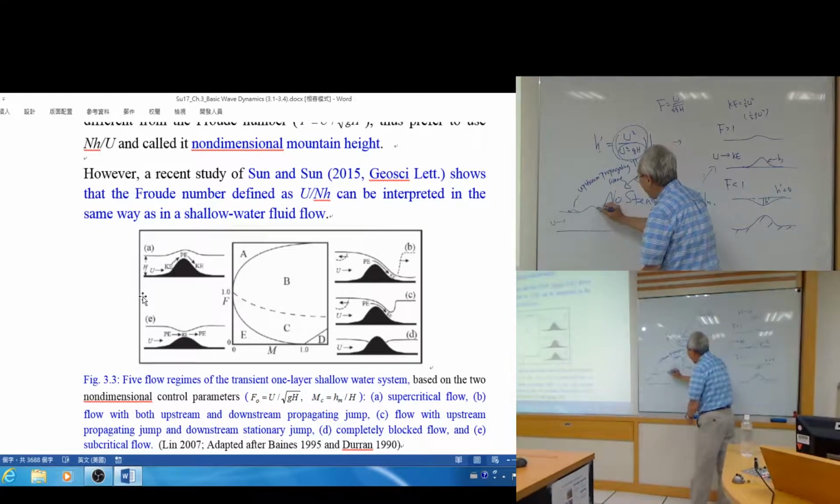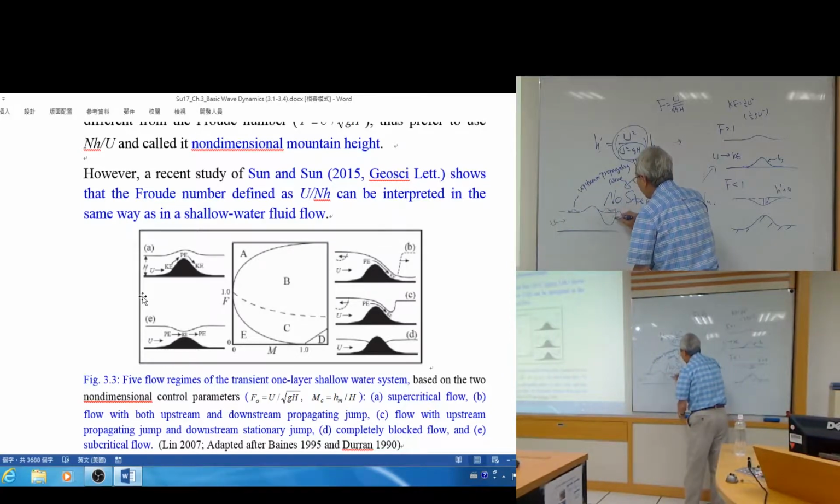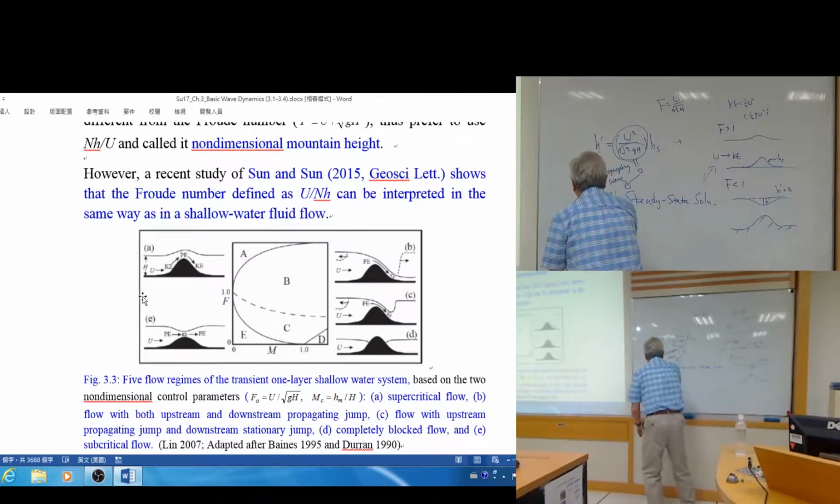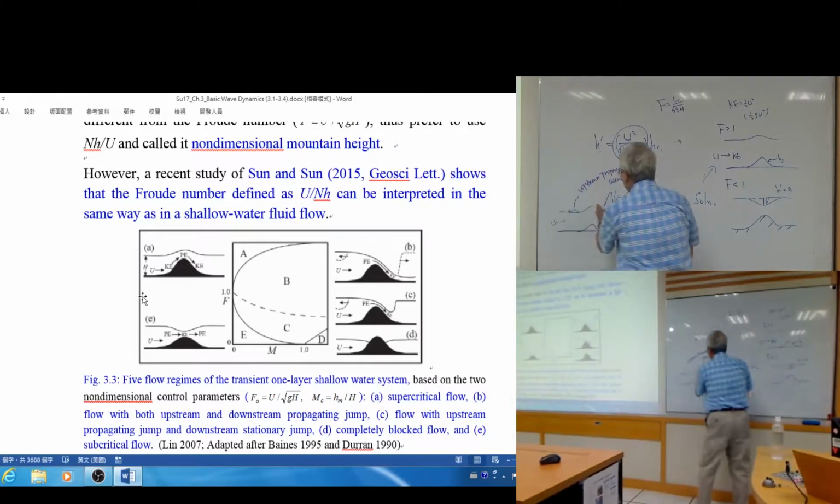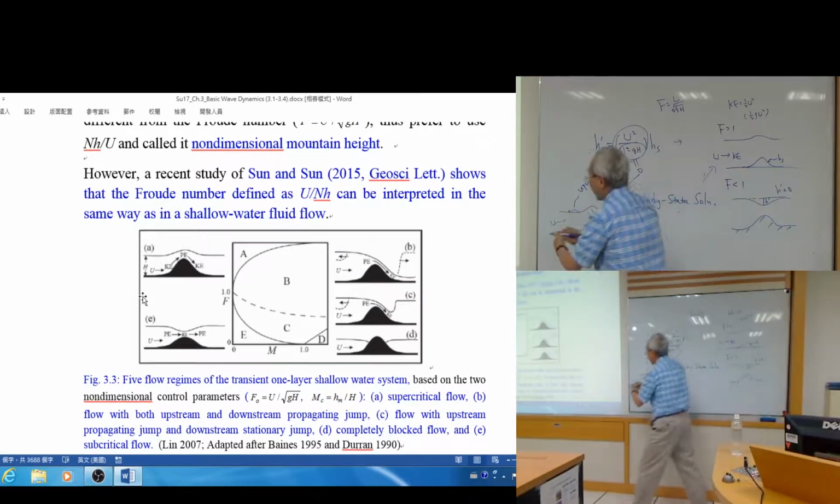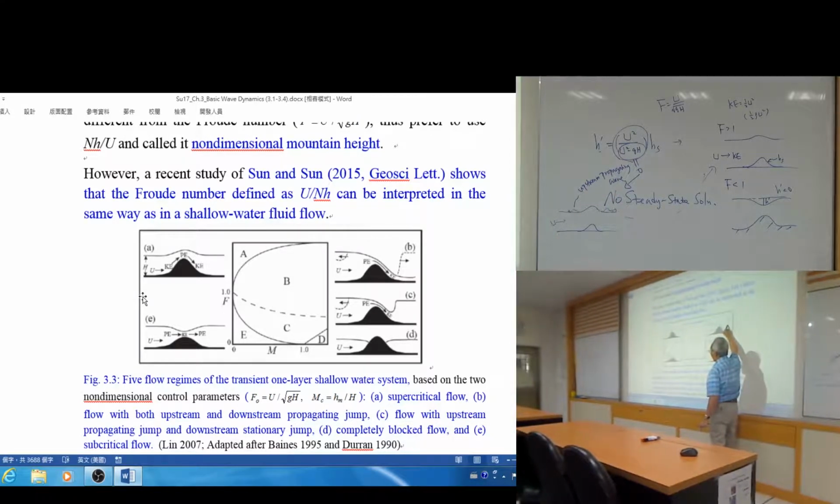And this one can develop into a hydraulic jump, because it goes downstream, down slope. The mountain is here, so this one will develop into a hydraulic jump, like this. This is called the downstream propagation jump, and this is called the upstream propagation jump.